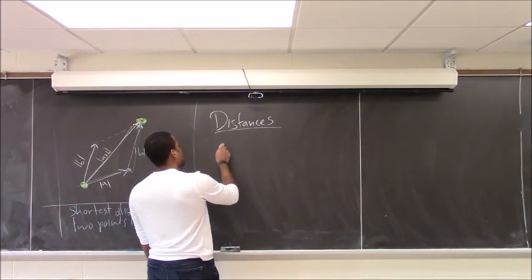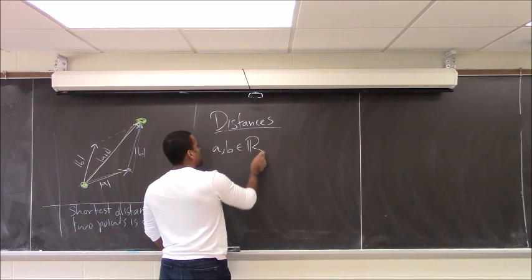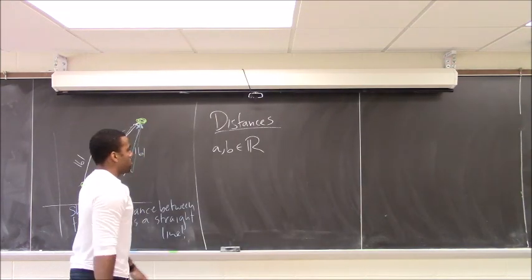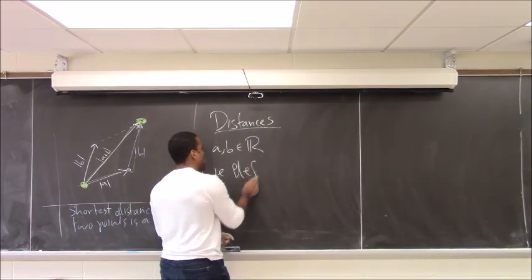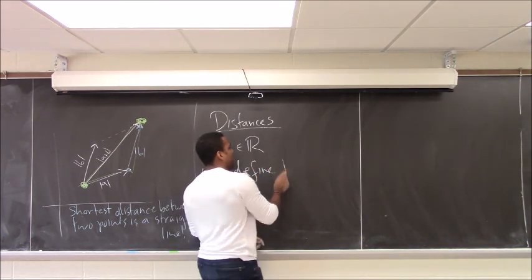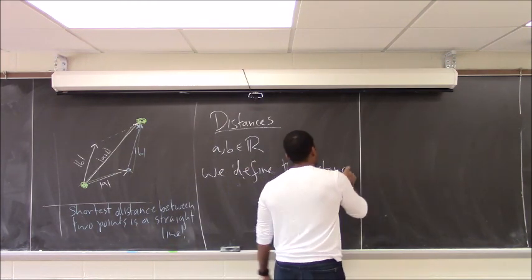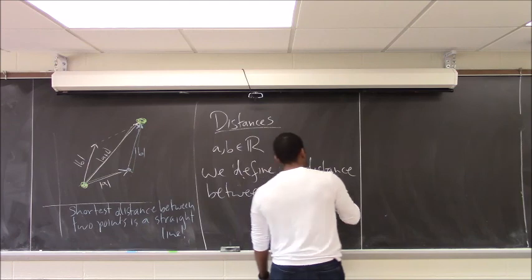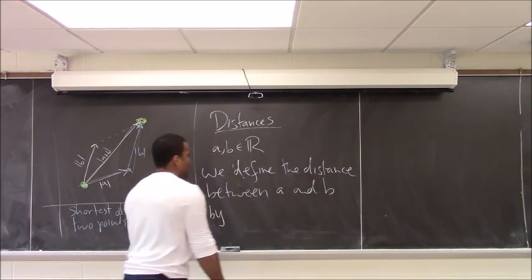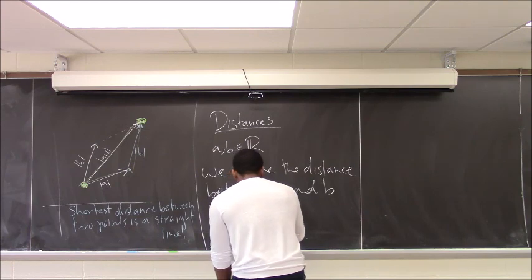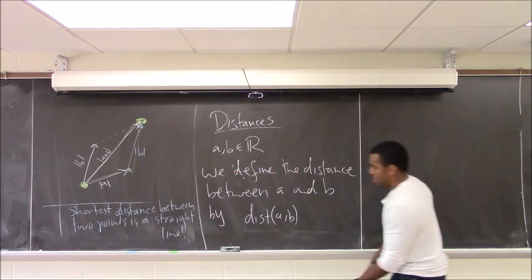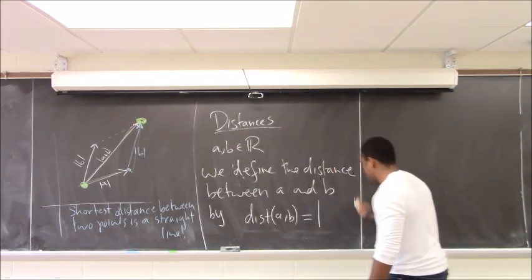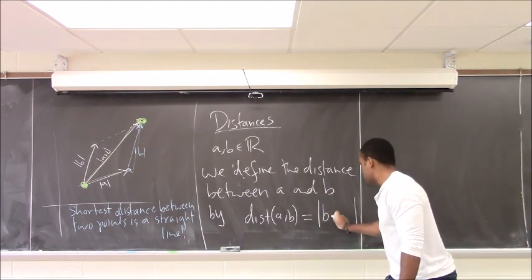Now, distances. If A and B are real numbers, remember that was the symbol for real numbers, this is the symbol that means these guys belong to this set, we define the distance between A and B by, here's the notation we usually use for it, DIST parentheses A comma B. This is the distance between A and B, and we defined it in terms of the absolute value of the difference of the numbers.